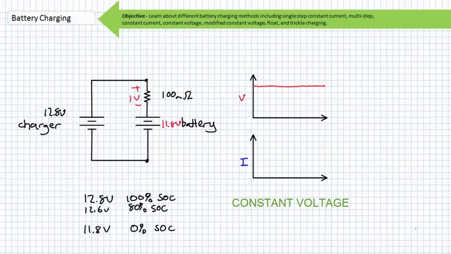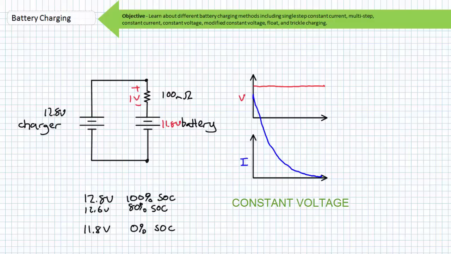Consider, however, a deeply discharged battery exhibiting an open circuit voltage of 11.8 volts. If a 12.8 volt constant voltage source was used to charge this battery at 0% state of charge, using Kirchhoff's voltage law, we could determine that there would now be a 1 volt differential across the internal resistance of the battery. Via Ohm's law, current at the onset of charging would therefore be a whopping 10 amps. This initial surge of current might be damaging to the battery, and for this reason, constant voltage charging by itself is not a recommended practice.